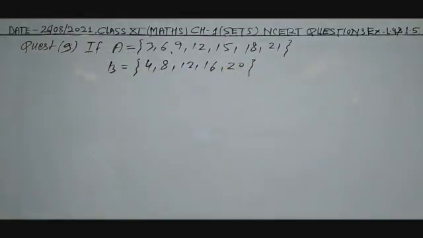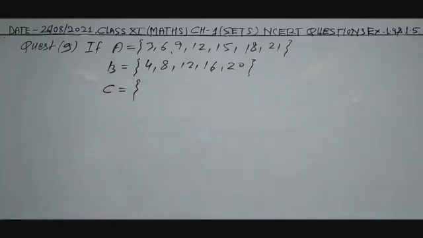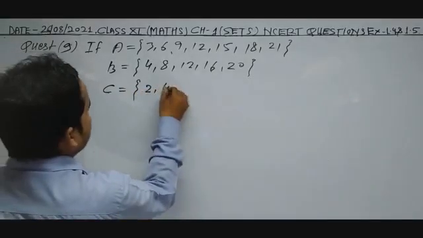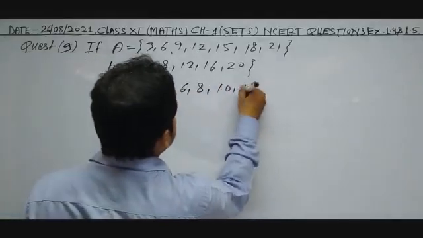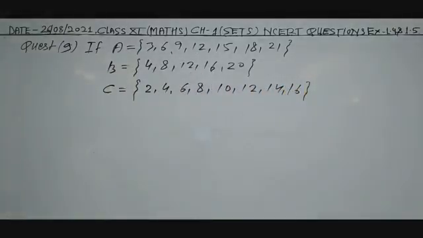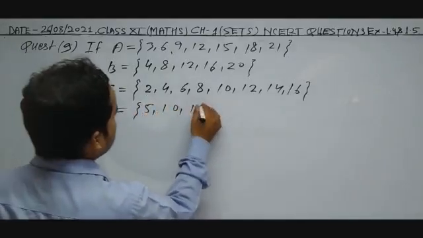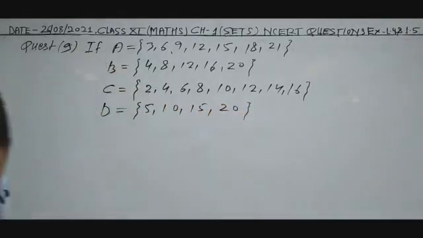And capital C is equal to 2, 4, 6, 8, 10, 12, 14, 16. Now capital D is equal to 5, 10, 15, 20. Then we have to find out A difference B.